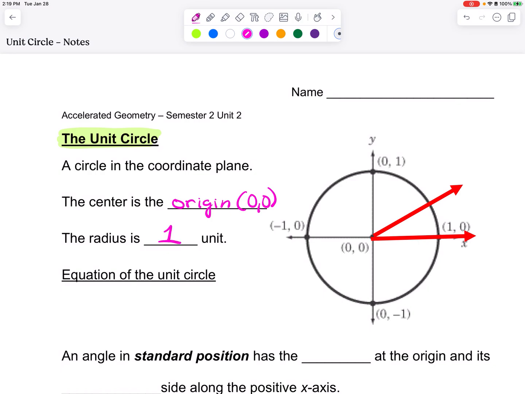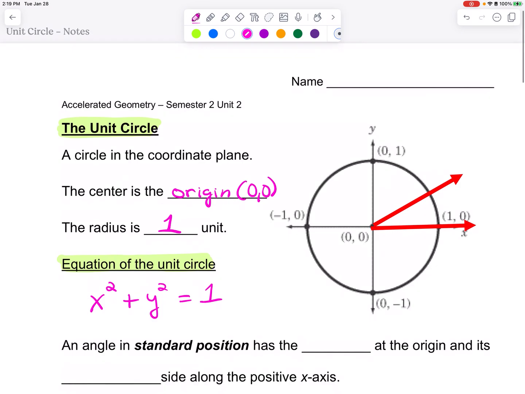The equation of the unit circle, and you'll learn this in the next chapter. We'll absolutely go into detail. But to start us off, the equation is x squared plus y squared equals 1.